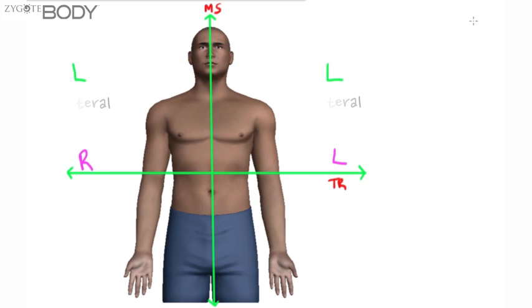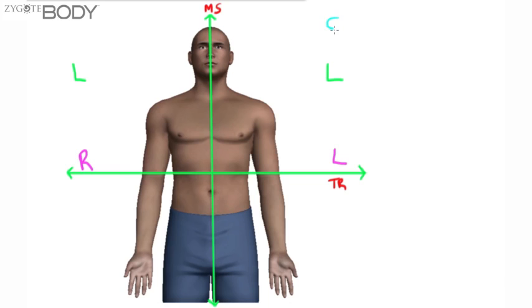Now, another direction that we need to talk about is medial, or medialis in Latin. These are structures that are found toward the mid-sagittal plane. So any structures that are going toward this mid-sagittal plane are found medially. And an example of that, of course, using the same example, is that the nose is found medially compared to the eyes.